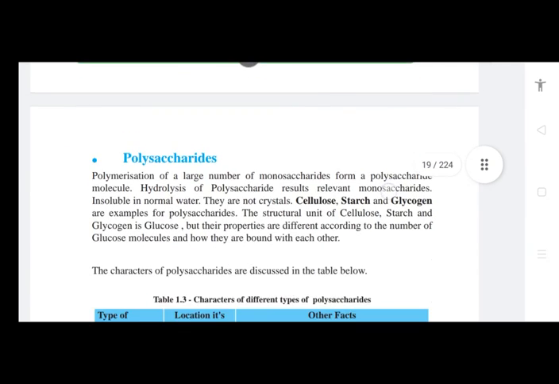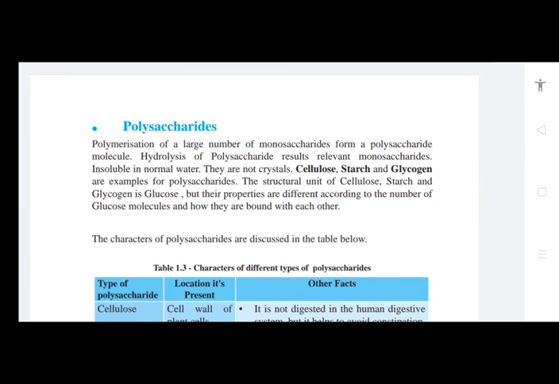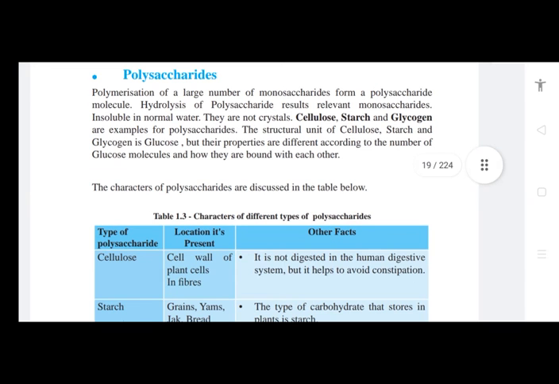Next, we are coming to polysaccharide. Poly refers to more. So polymerization of a large number of monosaccharides forms polysaccharides. They are not water soluble and not crystals. The examples are cellulose, starch and glycogen. The structural unit of cellulose, starch and glycogen is glucose. But their properties are different because of the chemical bond between the glucose molecules. According to that, these three polysaccharides differ in their properties.